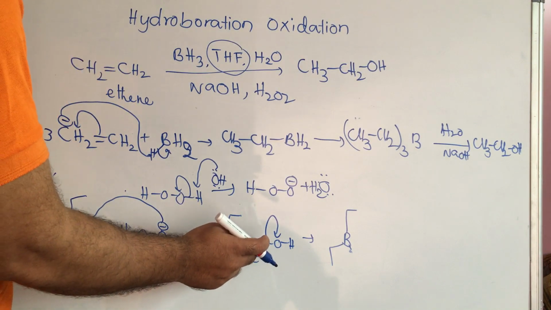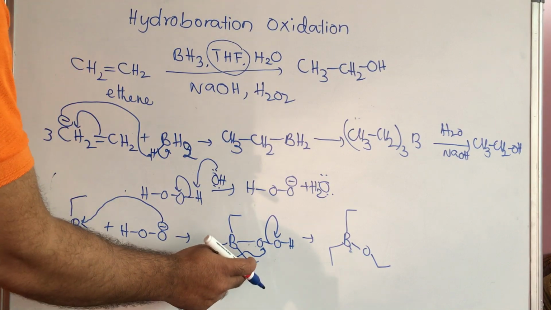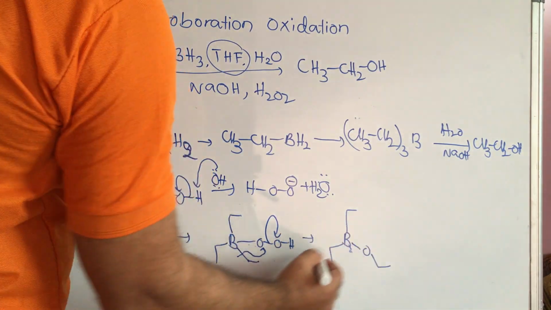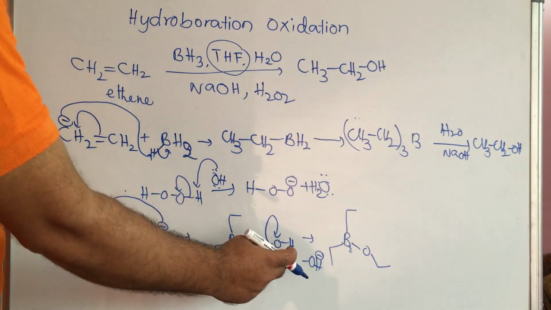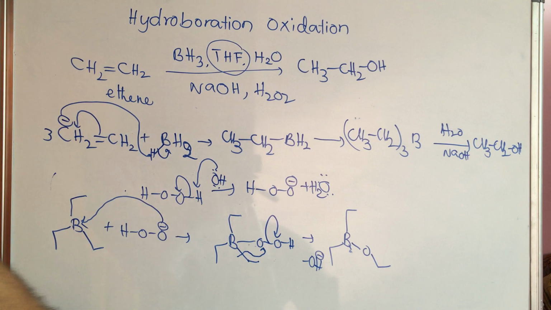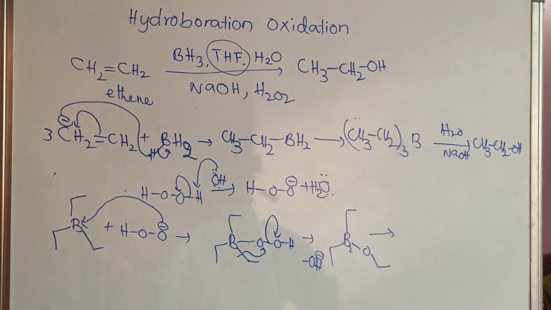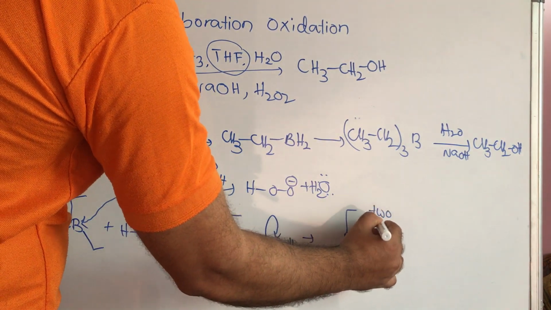Now the oxygen is on this ethyl group, 2 carbons are there, and this OH minus is eliminated. Then how many remaining ethyl groups are there? 2. So 2 times this step will be repeated.